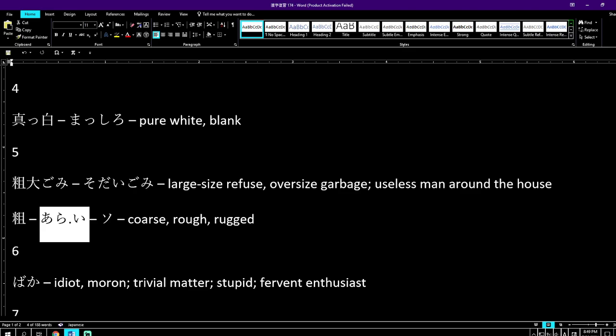Arai or so is coarse, rough, or rugged. Arai or so. Coarse, rugged, rough. Sodai. Sodaigomi.